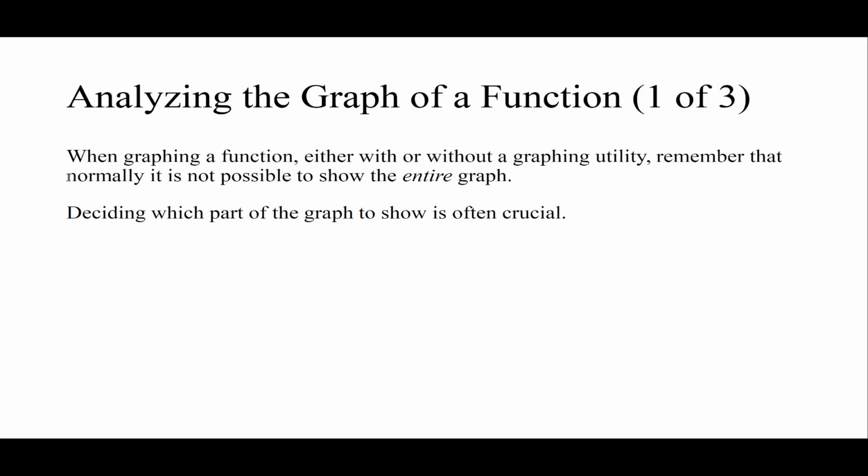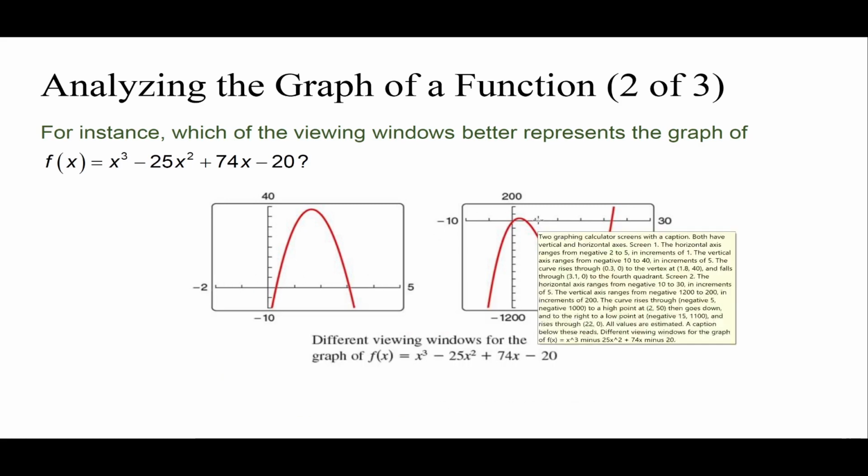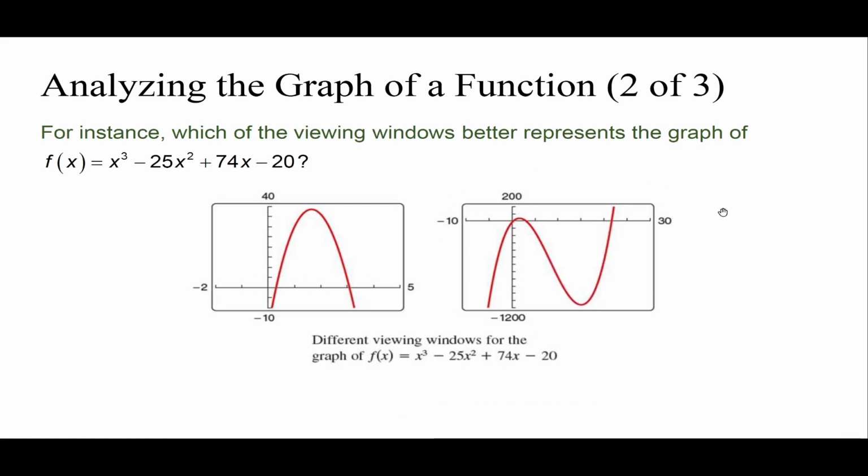When graphing a function, either using a graphing calculator or some kind of computer tools, remember that normally it is not possible to show the entire graph. So we need to decide which part is often crucial for our need. For example, the first one and second one both represent the same function. But in the first one, the domain is restricted from -2 to +5, and in the second one, it's from -10 to +30.